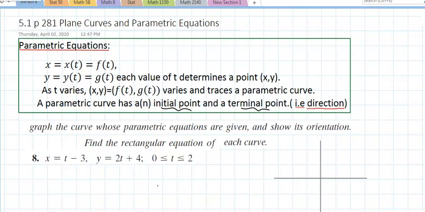Okay, parametric equations, section 5.1 on page 281, talks about plane curves and parametric equations. A parametric equation is when you take x as a function of time and y as a function of time. For each value of t, you trace a point x of t and y of t. As t varies, x and y vary and trace a parametric curve. T is called the parameter.